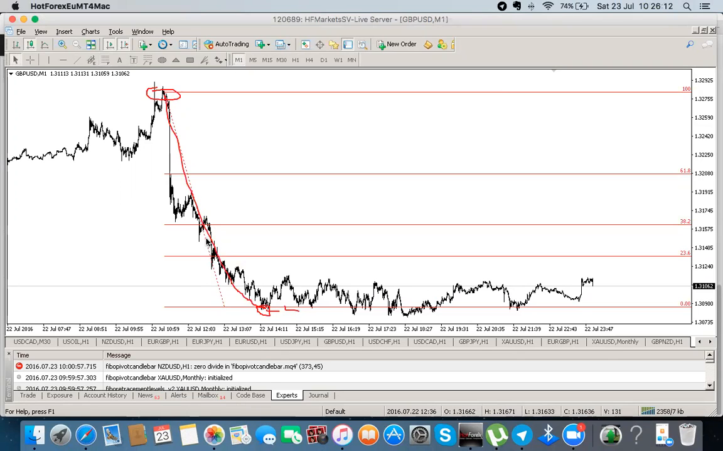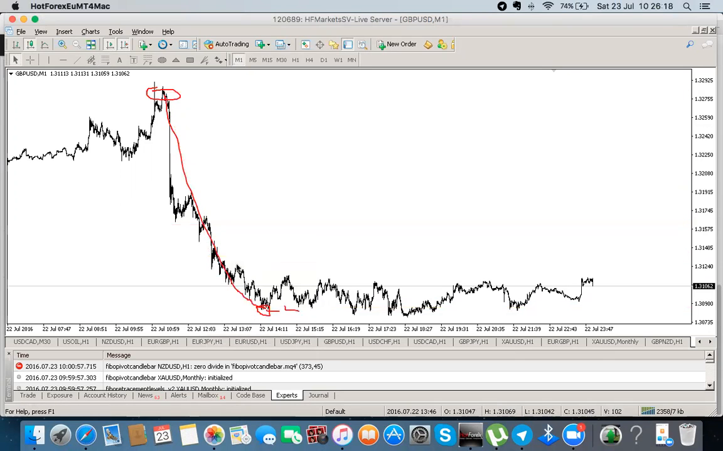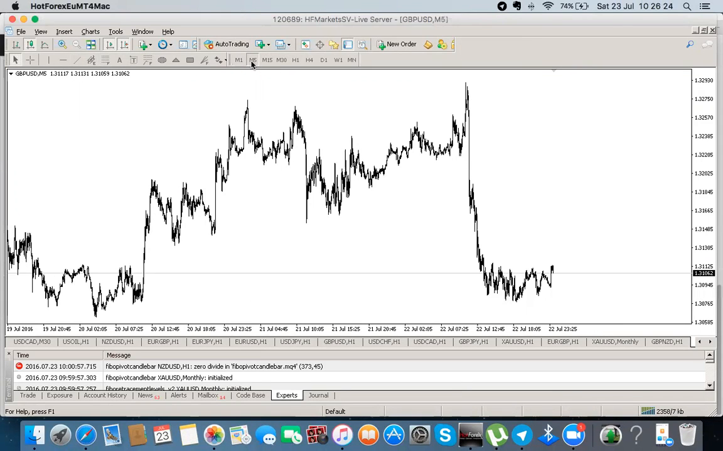So you always have to choose the impulsive wave, the long waves. Wherever you see the long waves, you have to use that to draw the Fibonacci's. Let's go to 5 minute chart. I have 5 minute chart now, so I can see the impulsive wave here to here, right? This is the impulsive wave, this is the low, and this is the high.